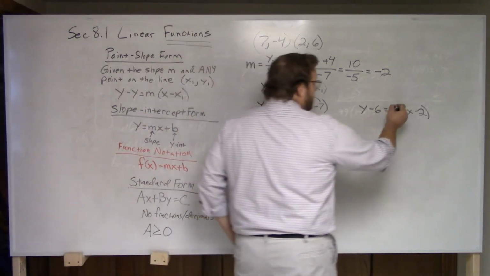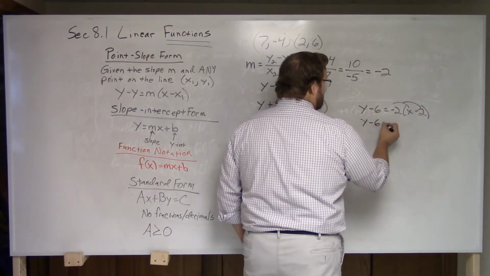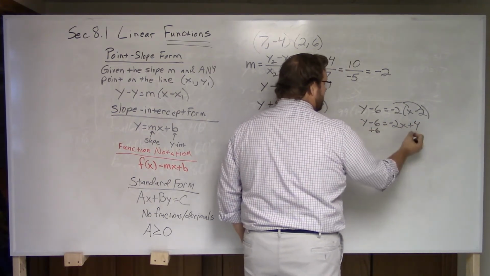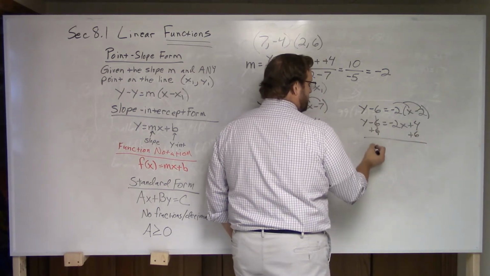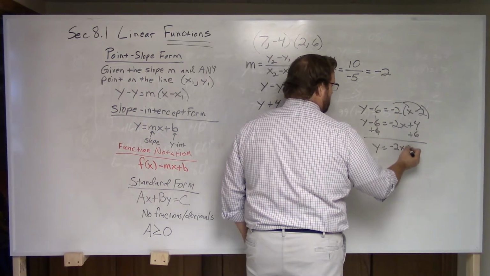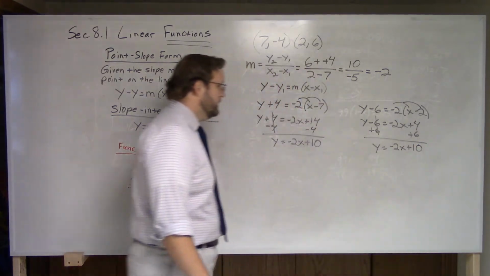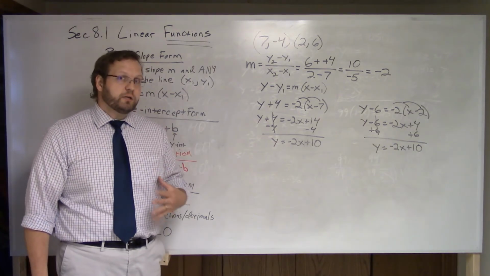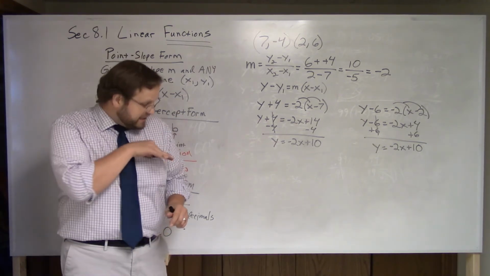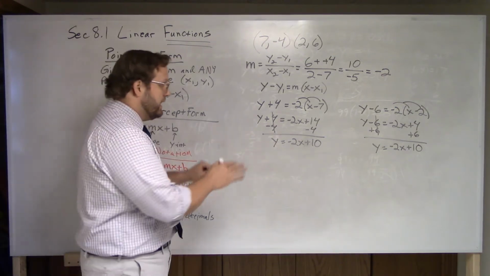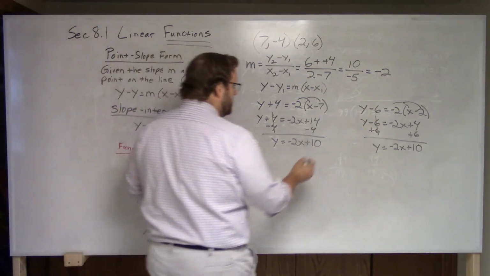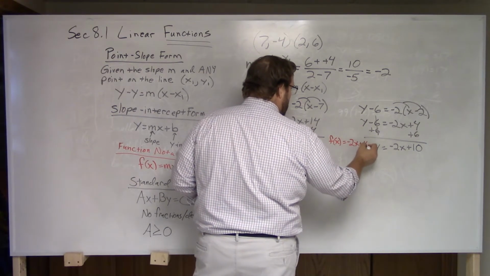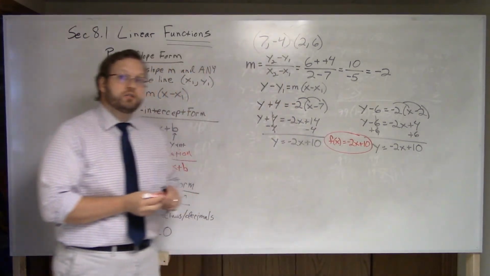Let me show you. If I distribute this, and then I add the 6, as you can see, my slope-intercept form is the same. Okay, so there is one unique slope-intercept form for any given line. If they asked for function notation, then I use what I have so far, but I just switch it to this. That would be our function notation.